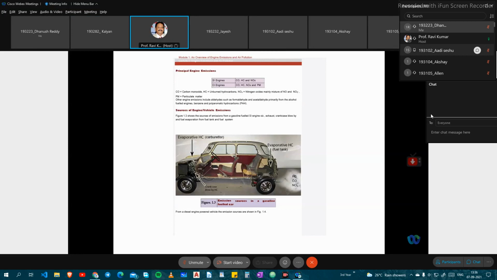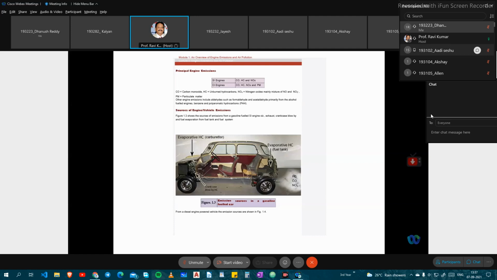Yesterday I told you the sources of engine pollution: one is the engine exhaust and the other is the evaporative losses, coming from the engine and from the fuel tank. Figure 1 shows the emission sources in a gasoline-fueled, spark ignition engine car. Air enters the carburetor, where the air-fuel mixture is prepared, and some small evaporative losses occur.